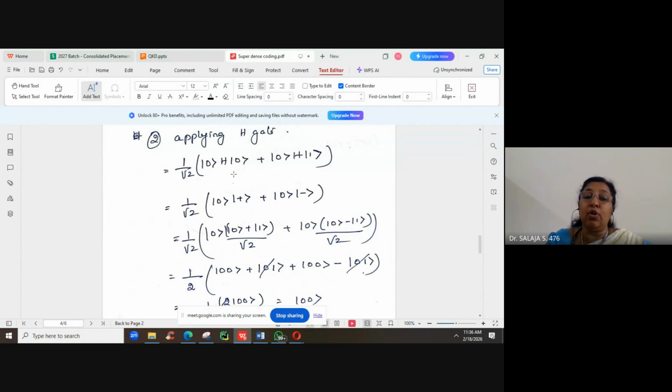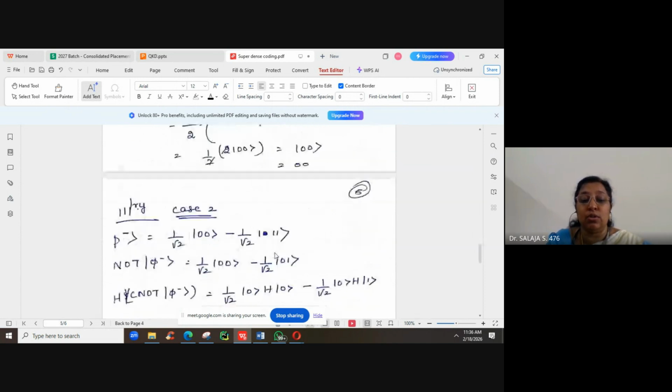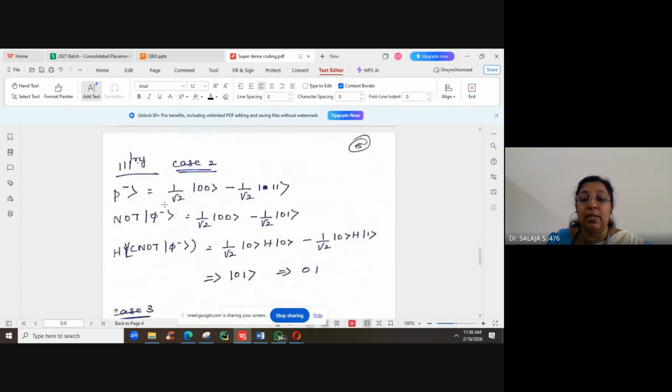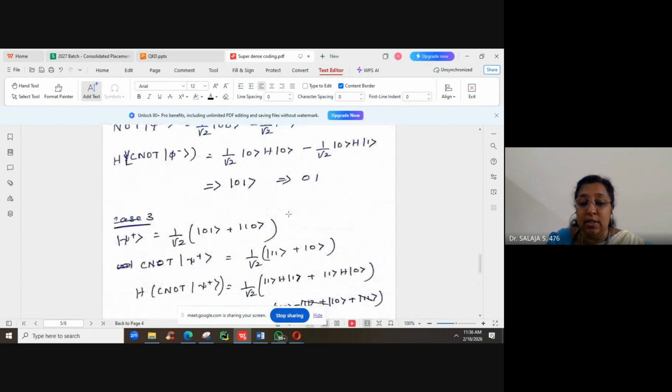If I apply the Hadamard operation on ket 0, the resultant would be ket 0 plus ket 1 by root 2. If I apply the Hadamard operation on ket 1, which is ket minus, it is ket 0 minus ket 1 by root 2. On expanding and solving it, it represents ket 00. The classical bits are 00. The similar information goes to psi minus, where you apply a CNOT operation, you result in the same thing, and then you perform a Hadamard operation which results in 01.